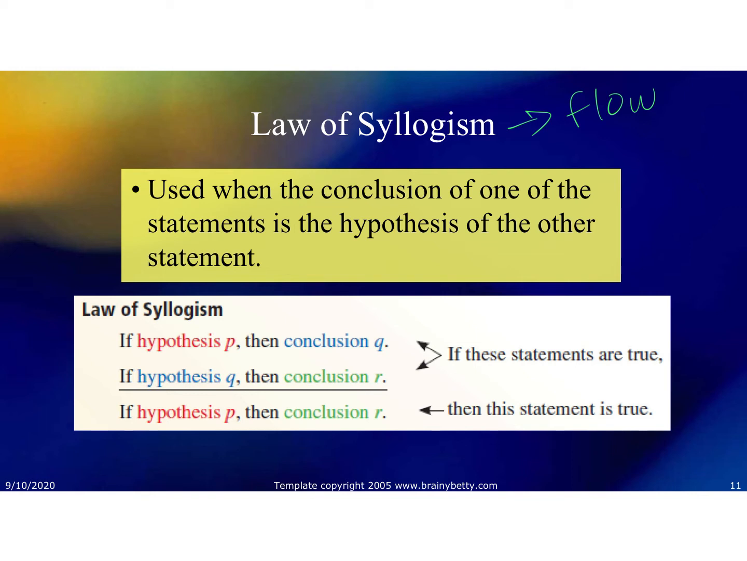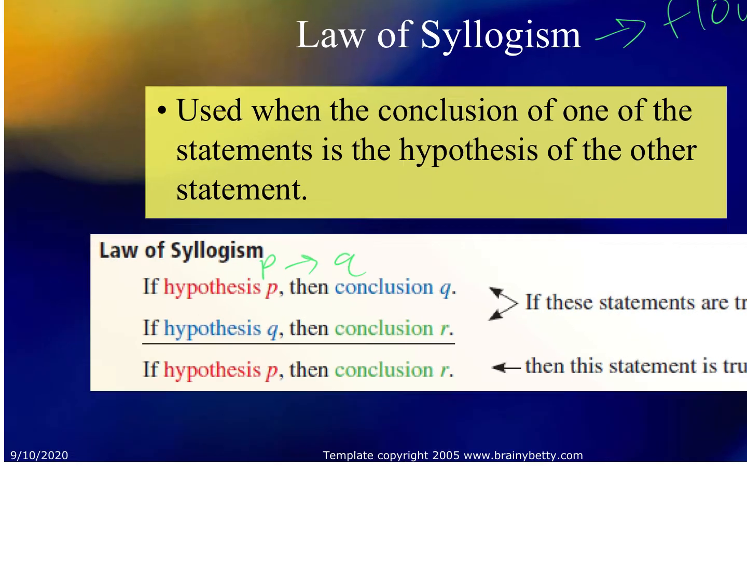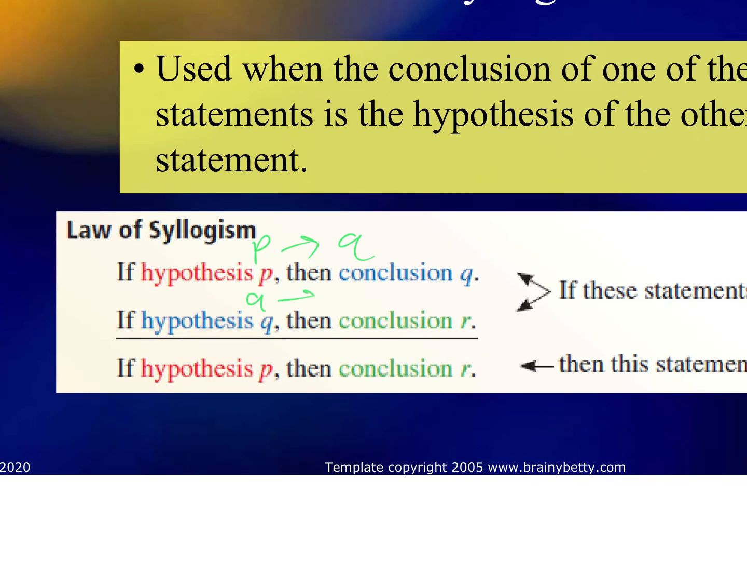So in syllogism, you're going to have an initial hypothesis that's labeled P. That hypothesis will lead you to a conclusion, which is labeled Q. The next statement will also be a conditional statement, but your hypothesis will be Q, and it'll lead you to another conclusion, which is R. What the law of syllogism says is if both of these conditional statements are true, then you can go straight from the original hypothesis, P, all the way to the last conclusion, which is R.